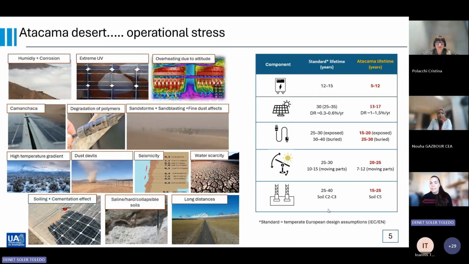All these characteristics, as I said before, have a direct impact on the lifetime of the components. We can see here on the right the difference in lifetime compared with the standard conditions of Europe. For example, all this data was extracted from local interviews. And for example, we have a big problem with the inverter lifetime.